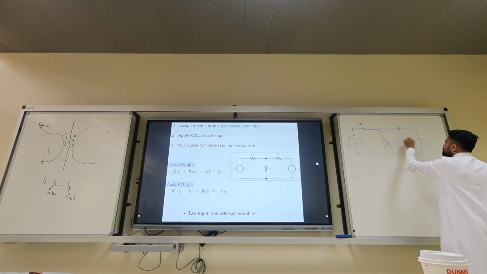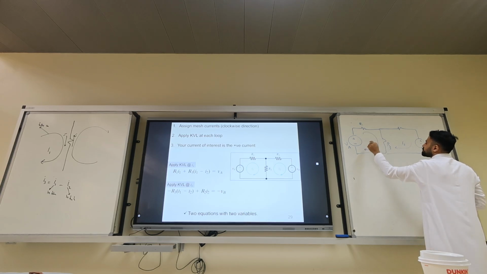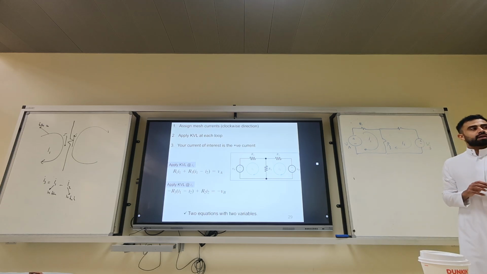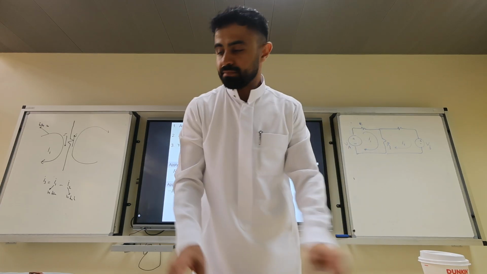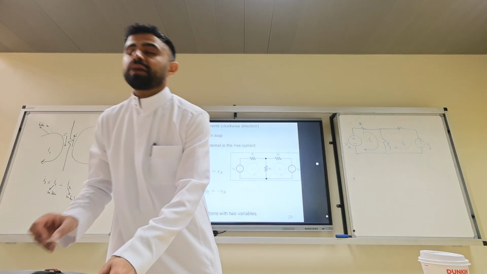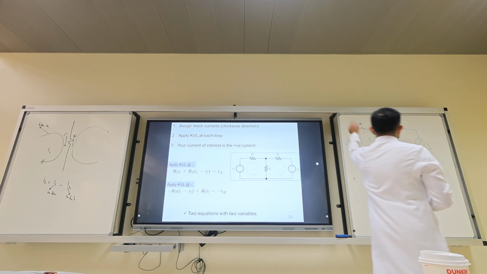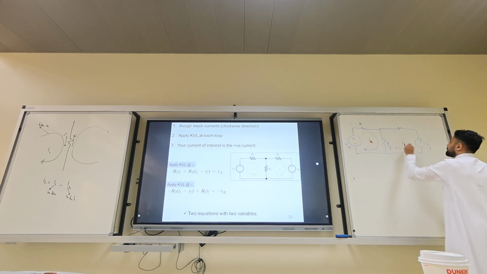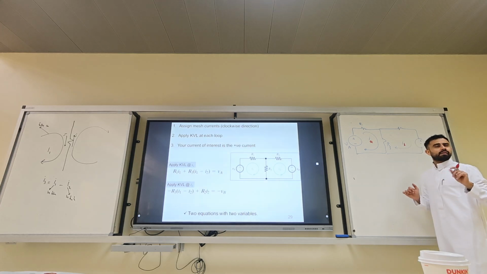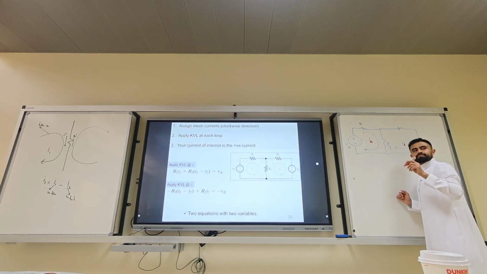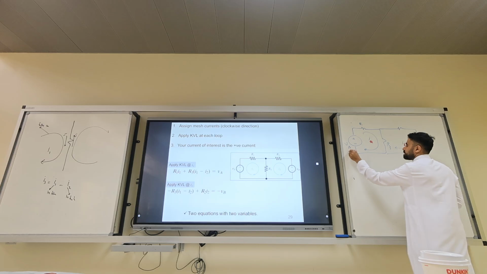So you have I2 and you have I1. Now, to make things easy, do you want me to call it IA or IB? You think it's better to call it IA, IB? Let's call it IA, IB to make things fake. So this is IA, this is IB. Who wants to be the KVL? You will be KVL. Here, and you have to start here.